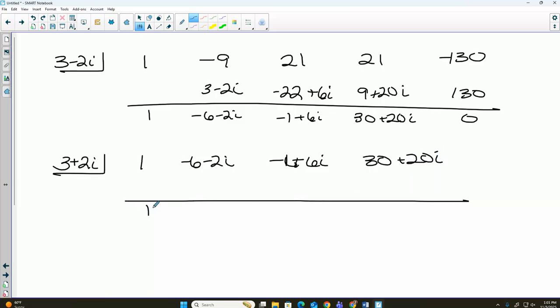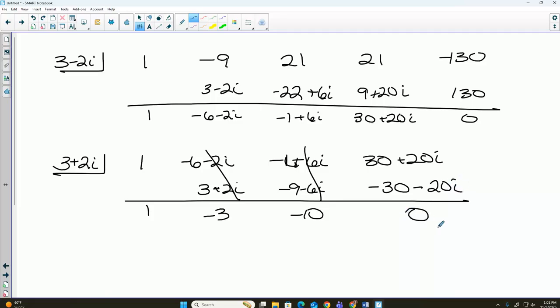So 1 comes down. 1 times 3 plus 2i is 3 plus 2i. 2i's cancel and we get negative 3. Distribute your negative 3, so we get negative 9 minus 6i. 6i's cancel and negative 10. Negative 10 times 3, negative 10 times 2i, and everything cancels.